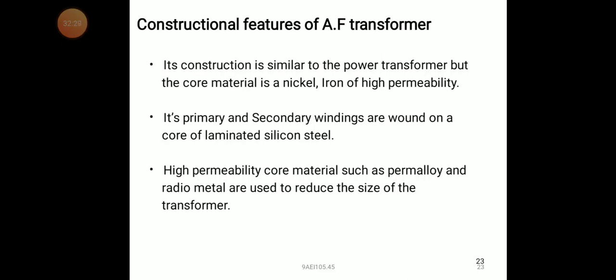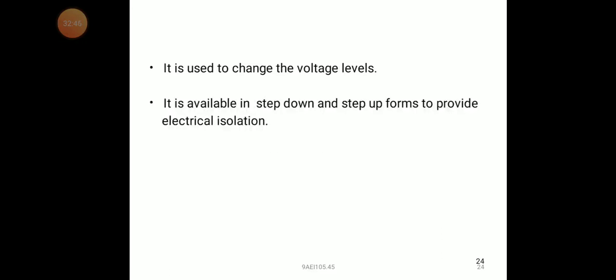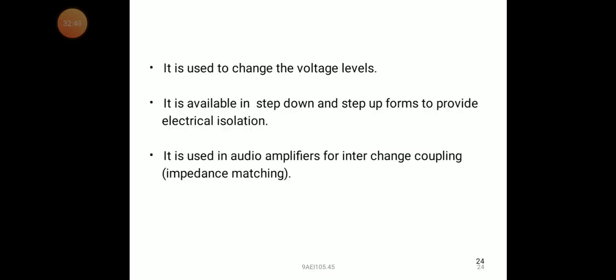Core of laminated silicon steel. The high permeability core materials such as permalloy and radio metal are used to reduce the size of the transformer. It is used to change the voltage levels. It is available in step down and step up form to provide electrical isolation.